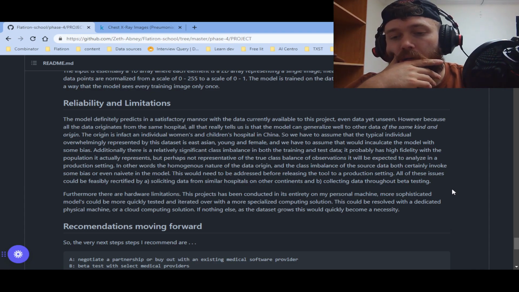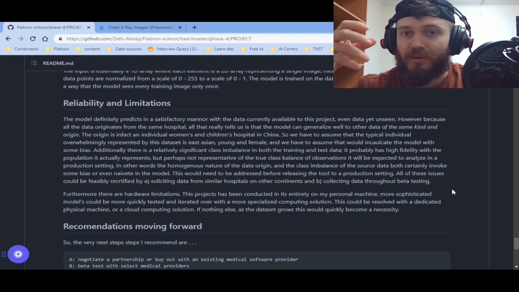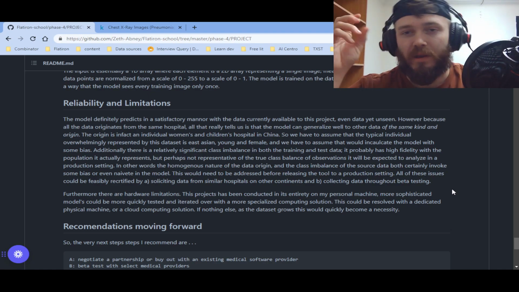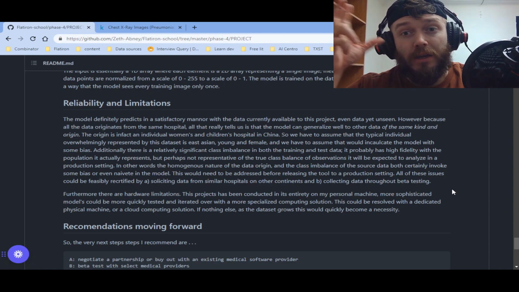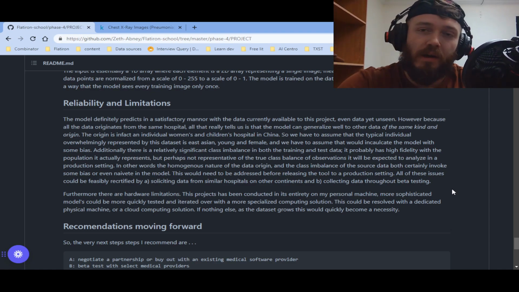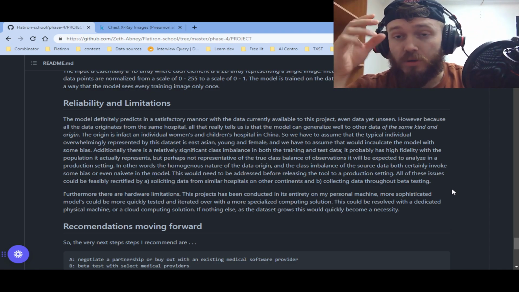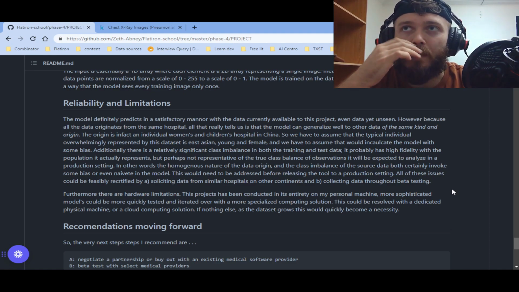So it's problematic that every single observation in this data set is from a very narrow scope of genetic diversity and age range. I guess it's a women and children's hospital, so you might have elderly women in there, but there's no elderly men. There's no men in general.